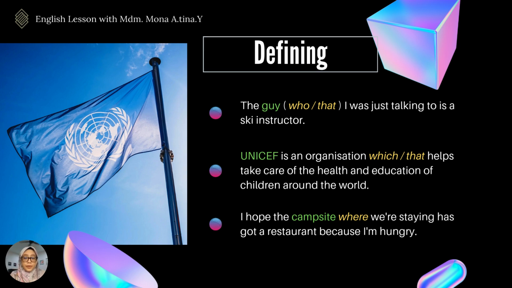Okay, now let's take a look at the second sentence. Okay, we have UNICEF. UNICEF is the noun. What is UNICEF? This is the flag of the UNICEF lah. UNICEF is an organization which or that helps take care of the health and education of children around the world. Okay, kalau kita stop soalan ni kat sini. UNICEF is an organization. What kind of organization is that? Okay, contoh. So you explain more. UNICEF, you are defining about UNICEF.